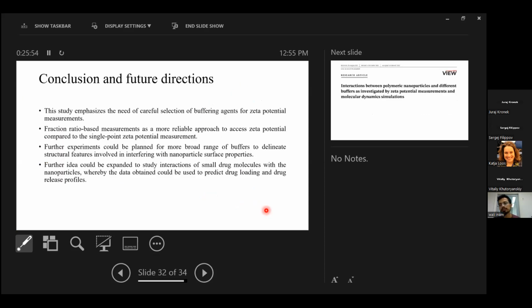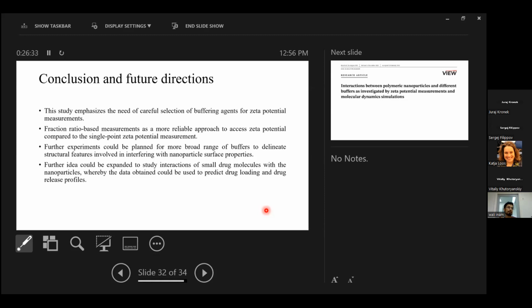So I will conclude by saying that the take-home message I want to emphasize here is that the selection of the buffer is a very important thing for zeta potential measurement, so it should be carefully done. In this paper we have provided an alternative approach to measure the zeta potential, through fraction ratio based measurements, which is a better way to measure the zeta potential as compared to single point zeta potential measurements.